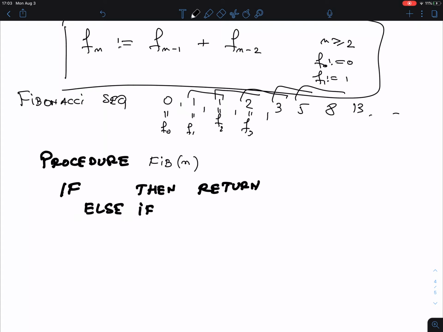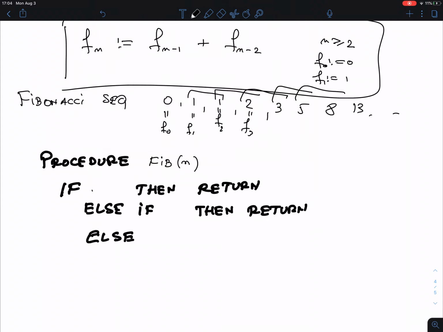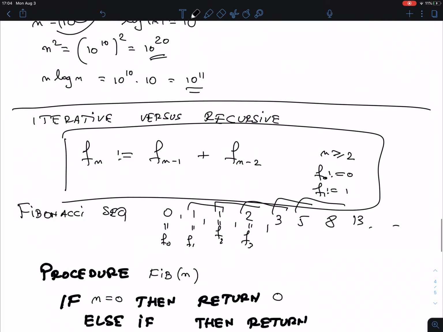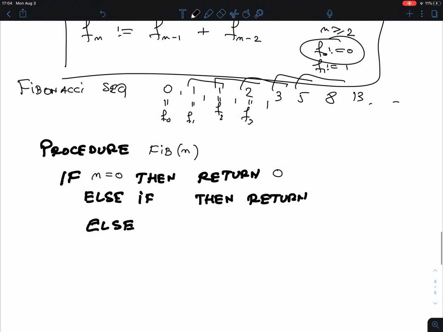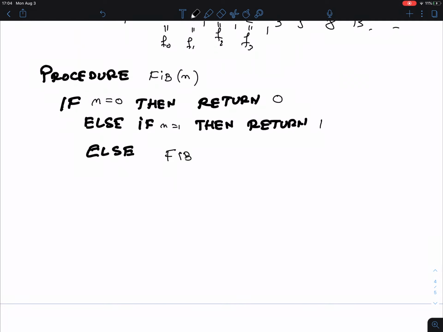if n is 1, then return 1, else. I'm separating the first two cases because there are two initial values, which is why I need to do a little bit more work. So if n is 0, then return 0, because that's what it's supposed to be. Else, if n is 1, then return 1, else. Now we are in a situation where we can use the recursive definition. Here we go. Fib of n is just fib of n minus 1 plus fib of n minus 2. And that's the calculation.